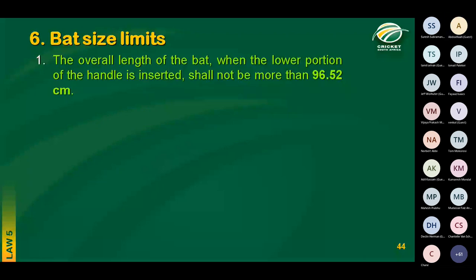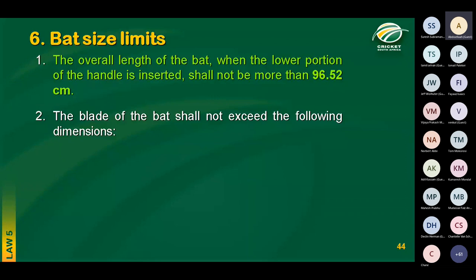Bat size limits. So how long can the bat be as per the law? The law gives us a maximum overall length of 96.52 centimeters. So the whole of the bat from the bottom of the blade to the top of the handle cannot exceed 96.52 centimeters. Yes, it can be smaller, but it cannot be longer. So all the law tells us is the maximum length of the bat, 96.52 centimeters, and it's in green. There is an exam question on this. So in terms of overall length, that is what the law allows.